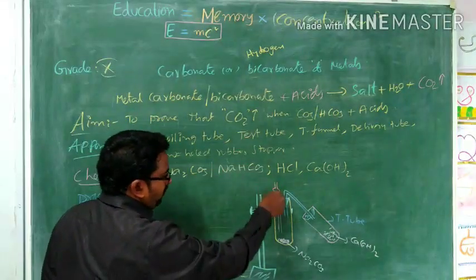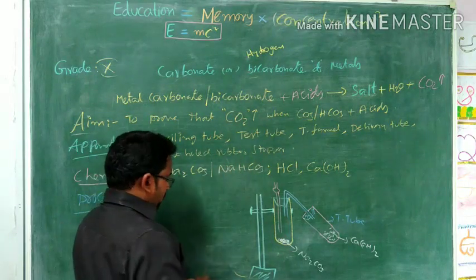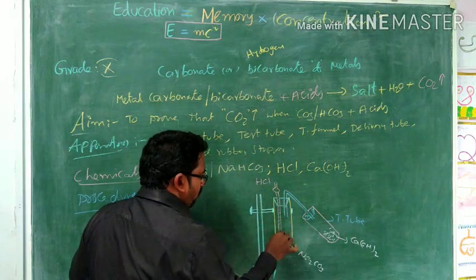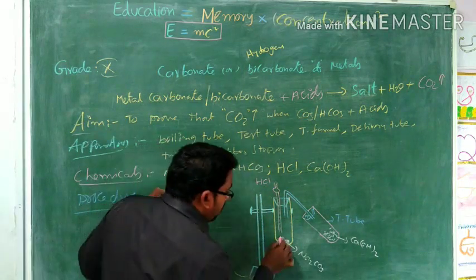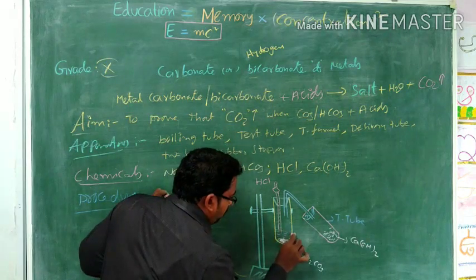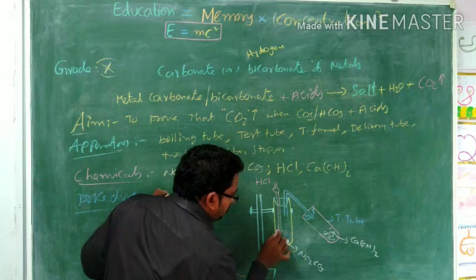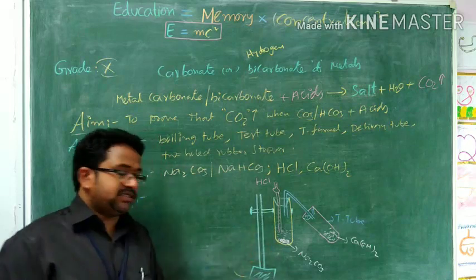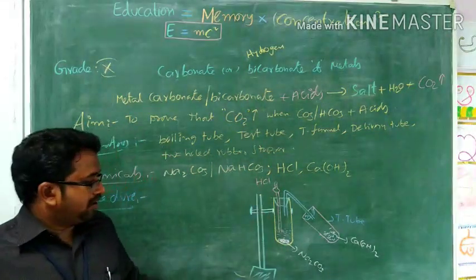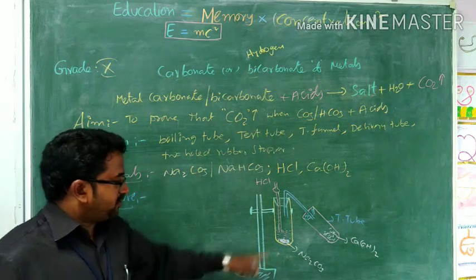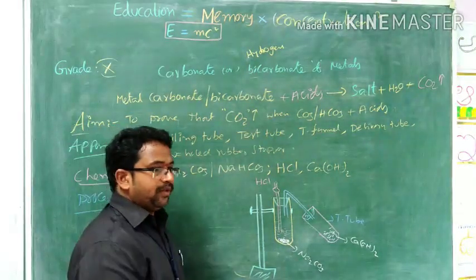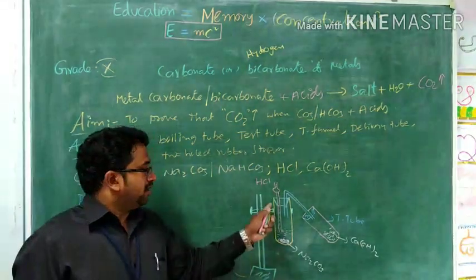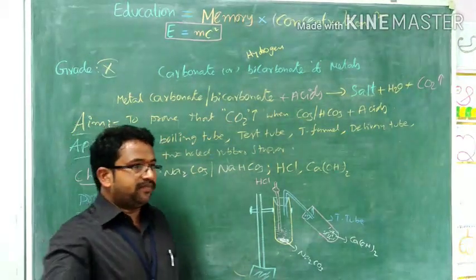After this arrangement, with the help of the thistle funnel, we have to insert diluted hydrochloric acid dropwise, until the tip of the thistle funnel is dipped into the HCl. Now, the reaction takes place between these two. Once the reaction takes place, let us see what happens to this apparatus.